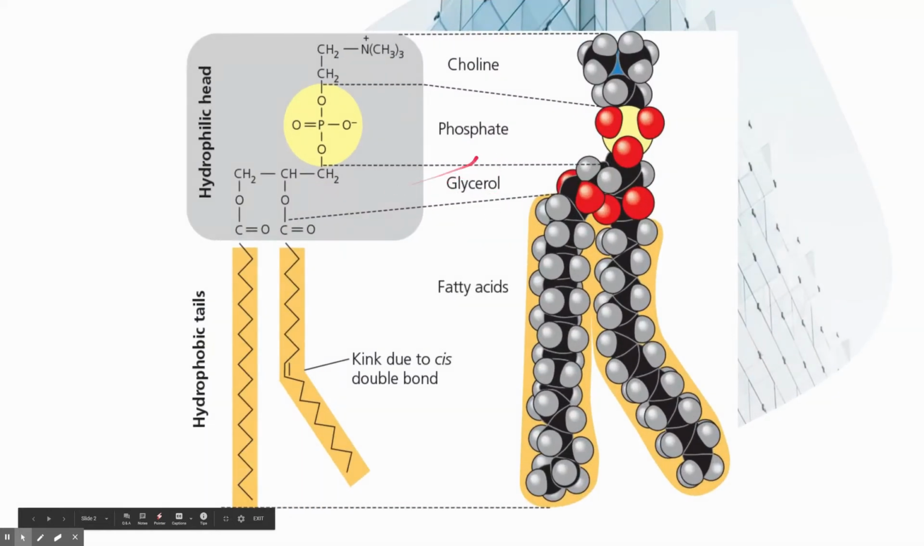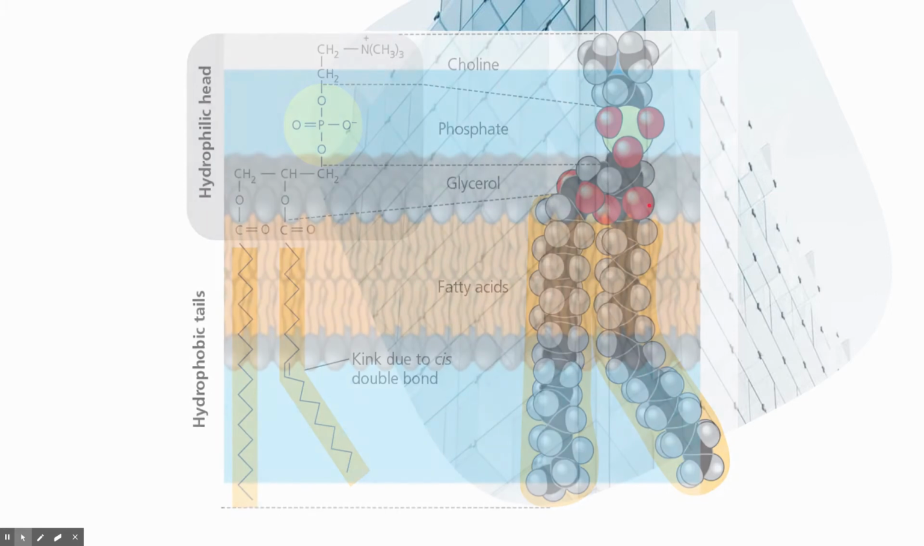Phospholipids are lipids made up of glycerol joined to two fatty acids and a phosphate group. The fatty acids, made up of hydrocarbon chains, are nonpolar, so they act as hydrophobic tails. On the other hand, the phosphate group has a negative electrical charge and acts as a polar hydrophilic head.